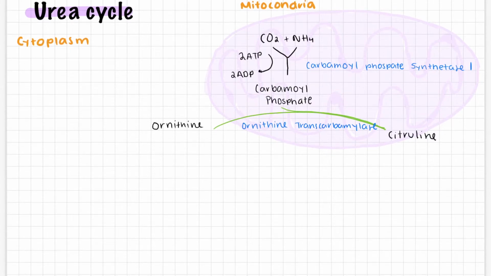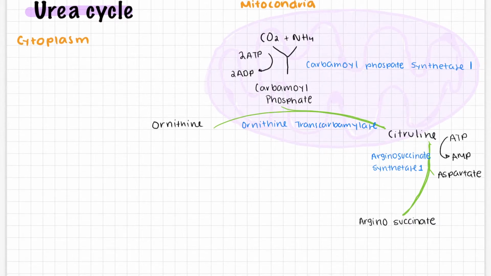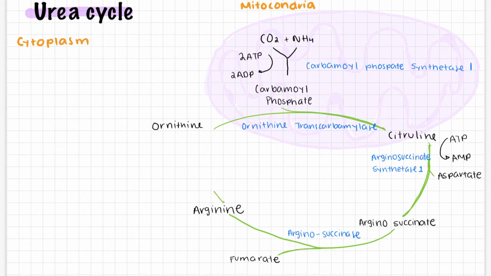In the next step, citrulline is transported into the cytoplasm. It combines with the amino acid aspartate and leads to the formation of argininosuccinate. This reaction is catalyzed by the enzyme argininosuccinate synthetase, and it also requires one ATP molecule. In the next step, the enzyme argininosuccinase acts upon the argininosuccinate and lyses it to produce two molecules, which are fumarate and arginine. In the last step of the urea cycle, the enzyme arginase acts on the arginine and lyses it to produce urea and ornithine. Ornithine is utilized back into the urea cycle.